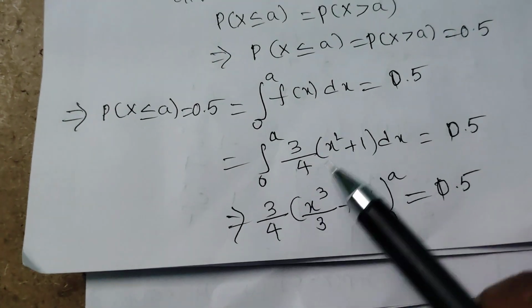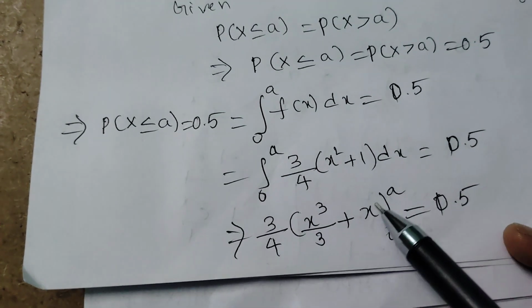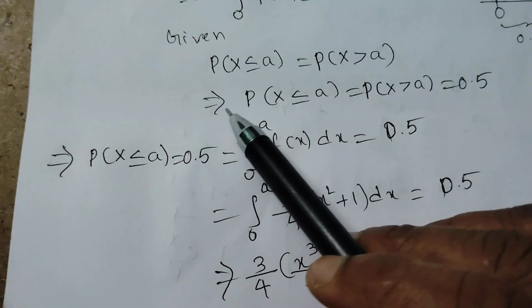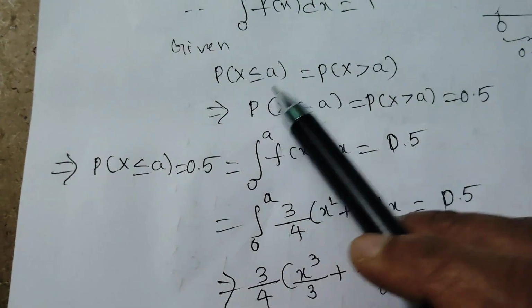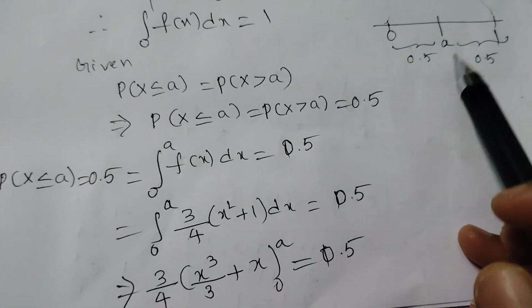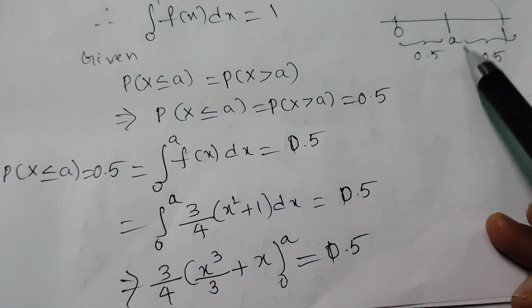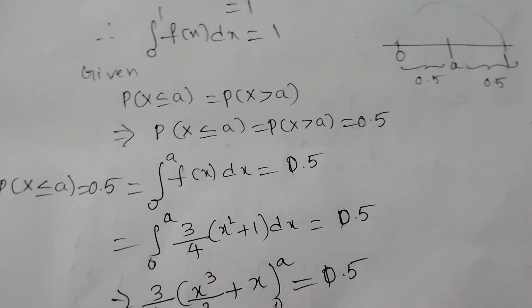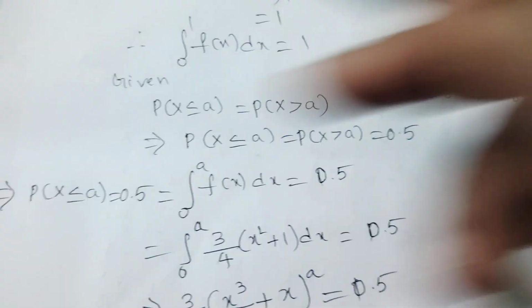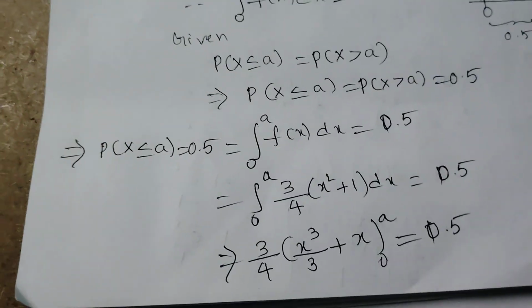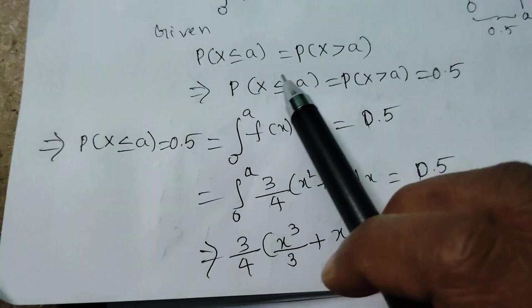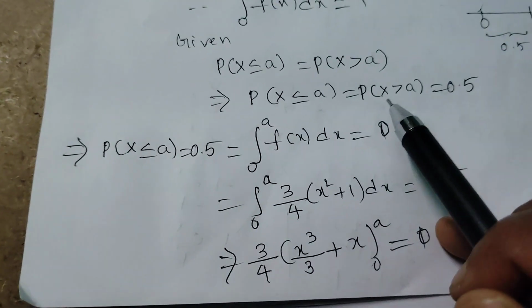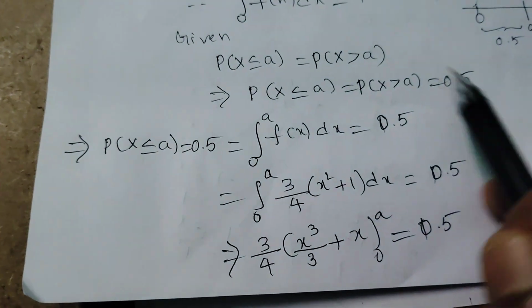Okay, 3 by 4 x square integration is x cube by 3. 1 integration is x. Here this value we have taken as 0.5 already. Why? Because these two values are equal, as given. When this value is 0.5, the other value is 0.5, then only these two are equal. For other values the two are not equal. We need to find out at what value of a the two are equal. That's why instead of both I took P of x less than or equal to a equal to 0.5. If a equals b and b equals c, we can write a equals b or a equals c. So that's why I took these two equal.